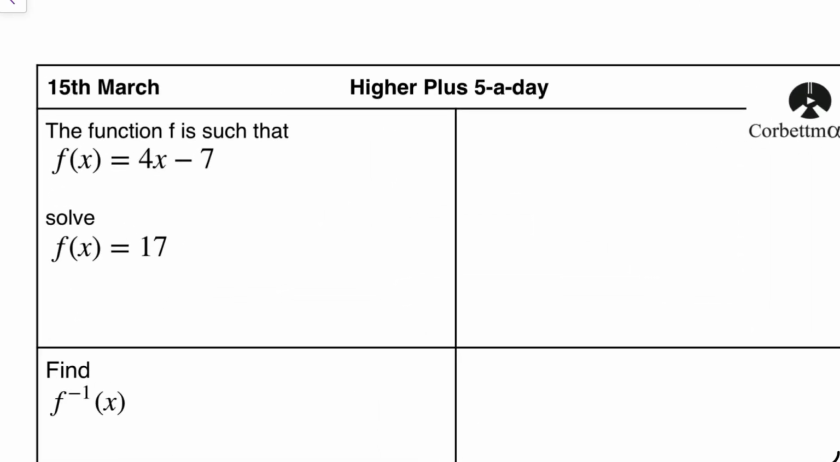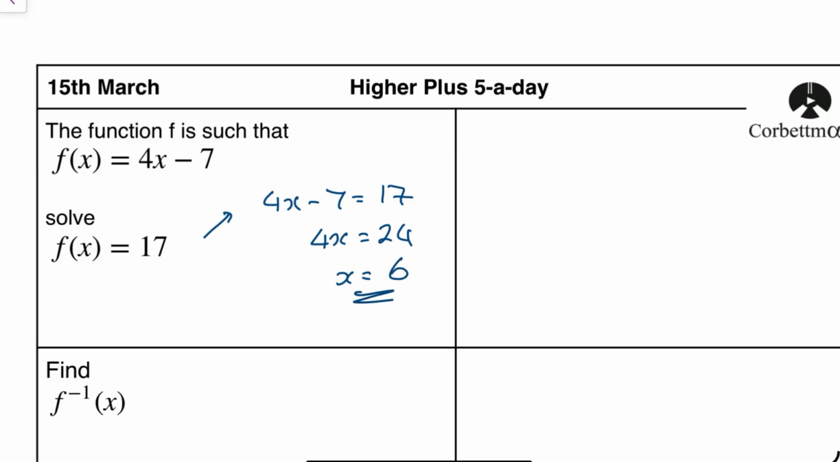So what do we have here? Function f is such that f equals, give us a function, solve. Okay, fairly easy start today, isn't it? So in other words, I am saying that 4x minus 7 is equal to 17. Add 7 to both sides, it gives me 4x is equal to 24. Divide by 4, which means that x is equal to 6. Pretty quick start to today. I presume it's going to get harder.